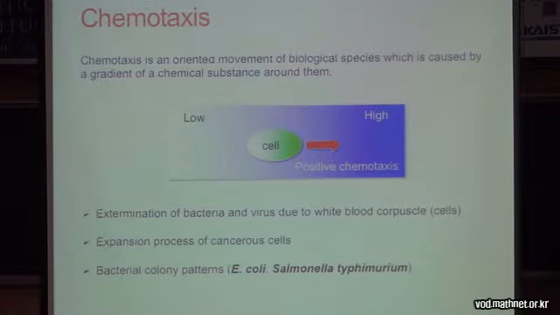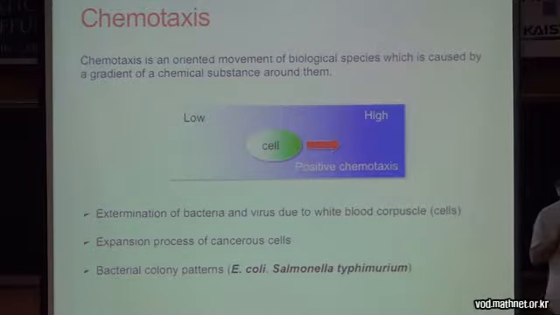So please look at this picture. In this region, chemical concentration is low. On the other hand, in this region, chemical concentration is high. In this case, this cell senses the gradient of chemical substances. Then this cell moves to the higher concentration area of chemical substances. This is called chemotaxis. But strictly speaking, this is a positive chemotaxis.